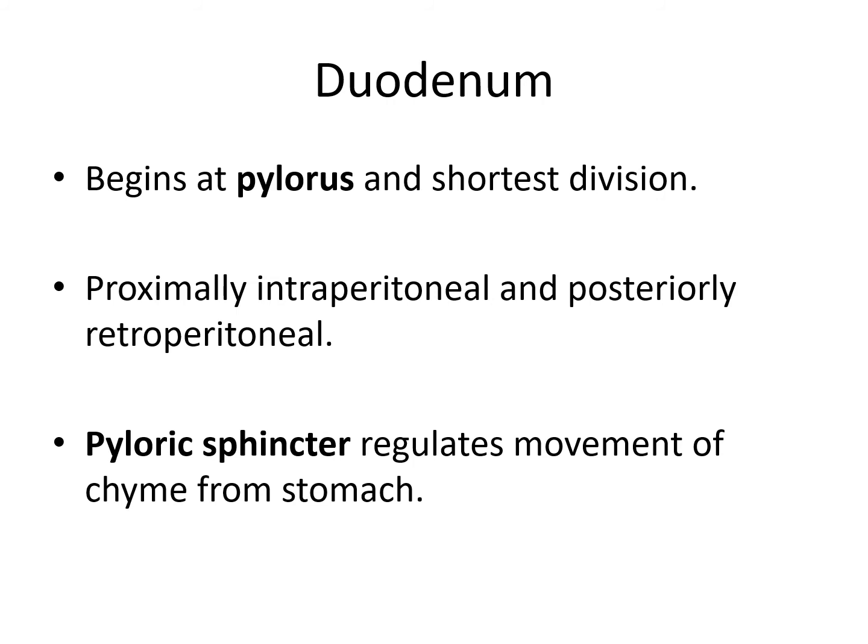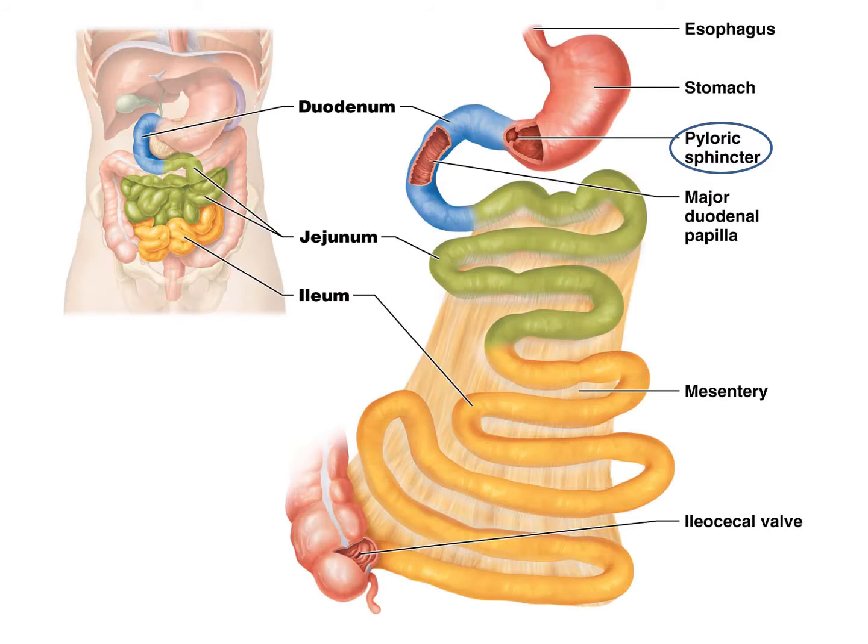Remember that the pyloric sphincter regulates the movement of the chyme from the stomach. Okay, so here's the stomach with the pyloric sphincter, and we see the small intestine stretched out a little bit to make it easy to see. And we see the different regions, the duodenum, the jejunum, and the ileum.